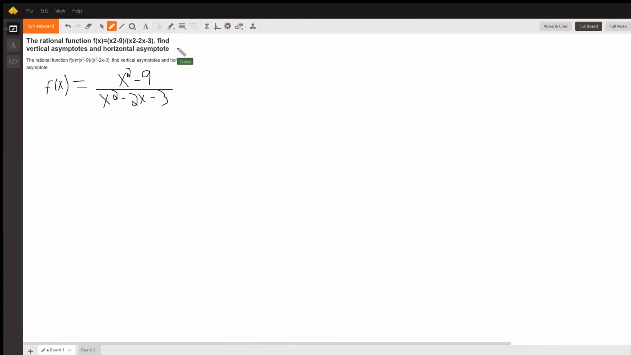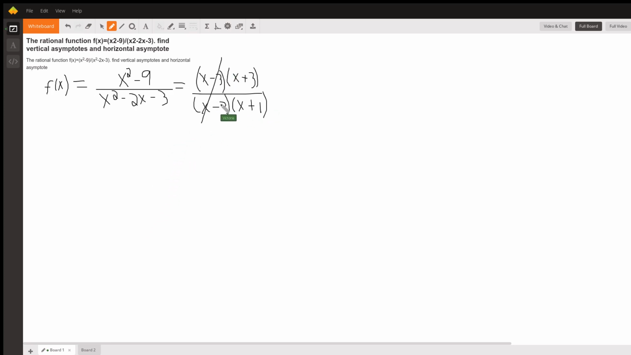Vertical asymptotes are found where the denominator becomes 0 and you can't cancel that problem term. So here's what I mean. If we factor the top, we get x minus 3 times x plus 3. And the bottom factors into x minus 3 and x plus 1. Now, the x minus 3 and the x minus 3 can cancel.